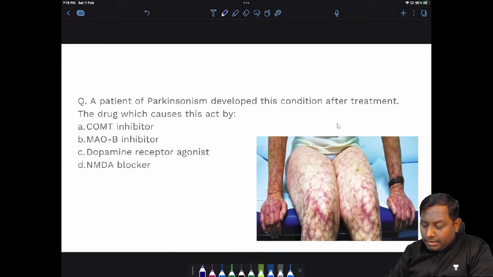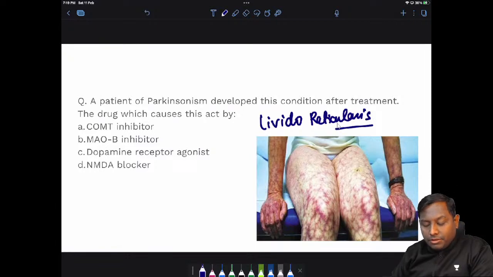A patient of Parkinson developed this shown condition after treatment. The drug which can cause this one, so what is this condition called? This condition here is known as your livedo reticularis. This condition is livedo reticularis, that is always and always associated with which one? COMT inhibitor, MAO-B inhibitor, dopamine receptor agonist and NMDA blocker. थोड़ा सा ट्रिकी है पर बताइए. The name of the drug that can cause this one will be your amantadine.